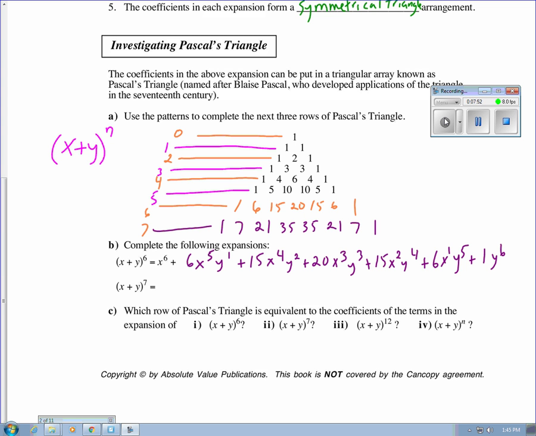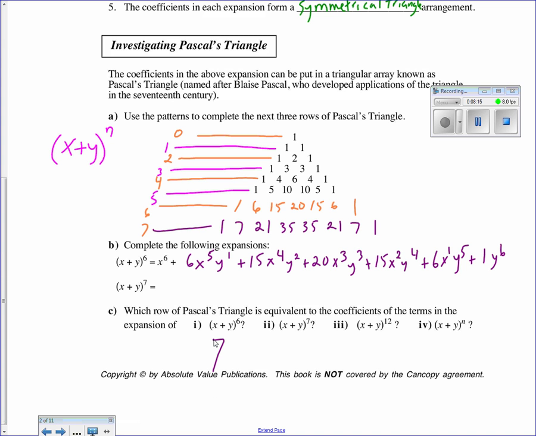Which row of Pascal's triangle is equivalent to the coefficients of the terms in the expansion? Now you have to remember how the row arrangement is related to the exponent arrangement. The row number is the exponent plus 1 because we start at 0. So (x + y)^6 is actually the 7th row. (x + y)^7 is actually the 8th row. (x + y)^12 is actually the 13th row. And (x + y)^n is actually the (n + 1)th row. And again, that's because we start at 0.